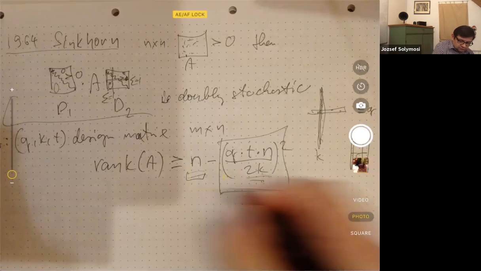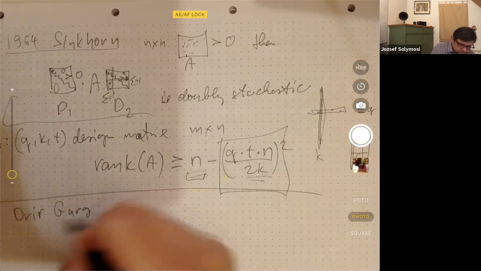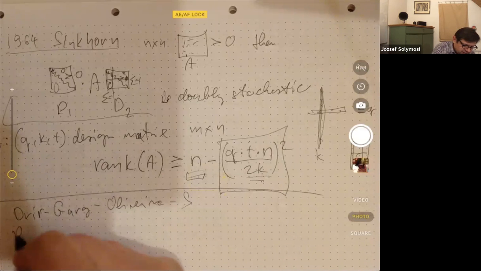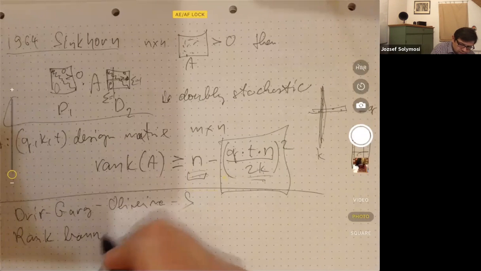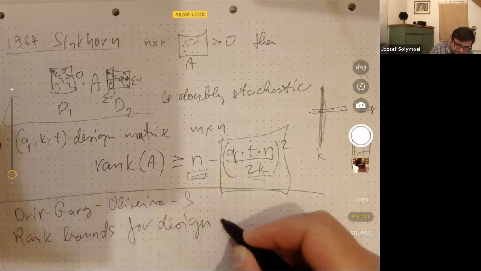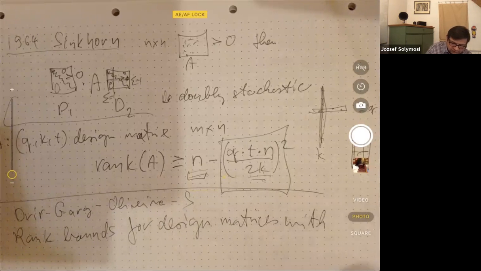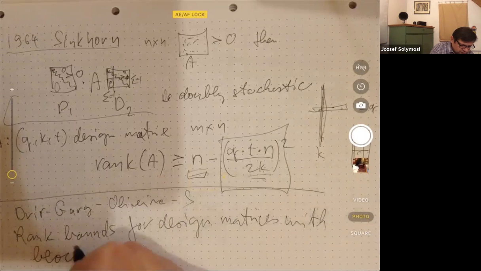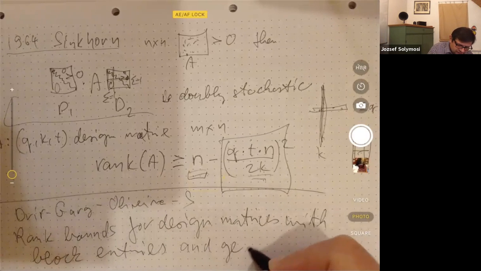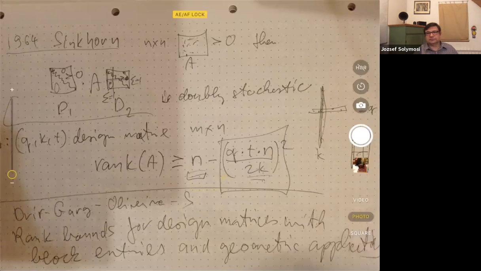is Dwyer, Garg, Oliveira, and myself, rank bounds for design matrices. For us, we needed, I didn't go into the details, there's no time, block entries. And geometric applications, there are others. Right.